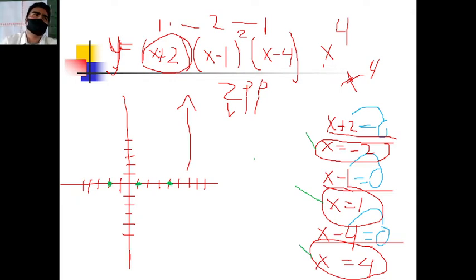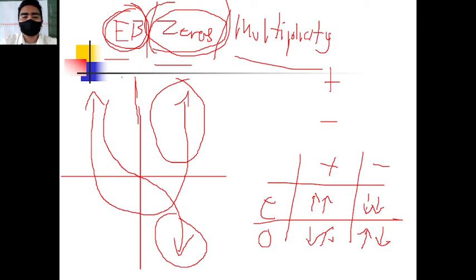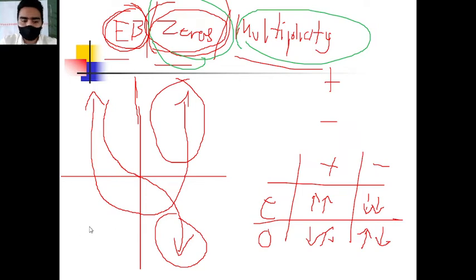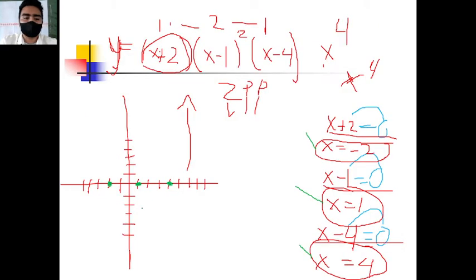So, how are you going to say where the graph is going? This is the thing. We are done in getting the zeros. Now, we are going to get it from the multiplicity. Multiplicity. So, what is multiplicity? Multiplicity is the degree of each factor, or the multiplicity of each factor.